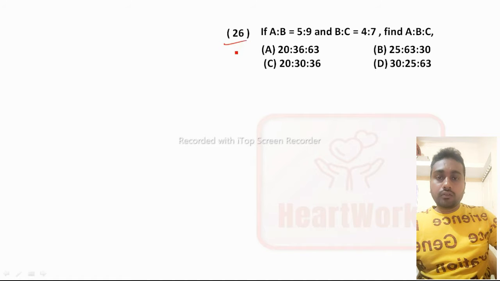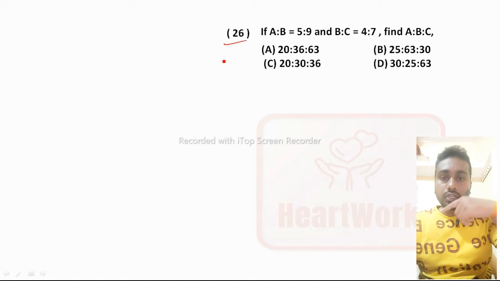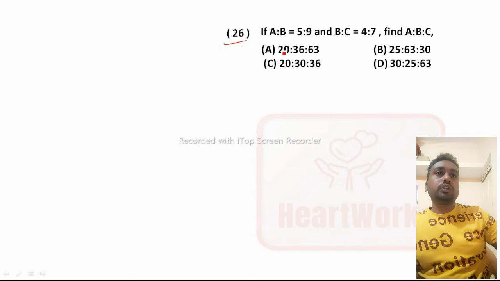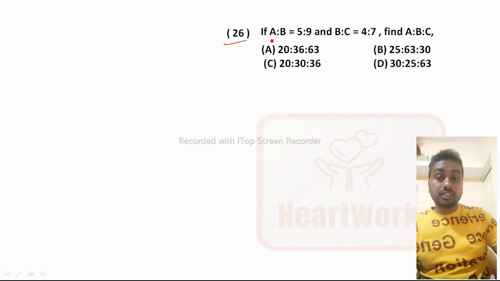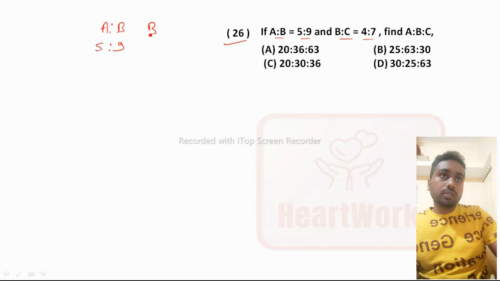So we are going to start from 26 because we already covered 25 questions. In question 26, the question came from ratio again. If A ratio B is 5:9, B ratio C is 4:7, we need to find A, B and C. If a question like that comes, how will you solve? First you need to write A:B is 5:9. Then B:C is 4:7.